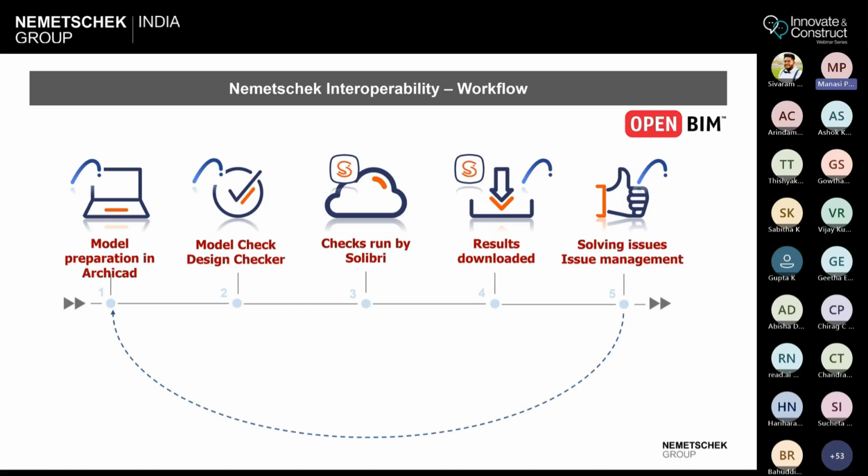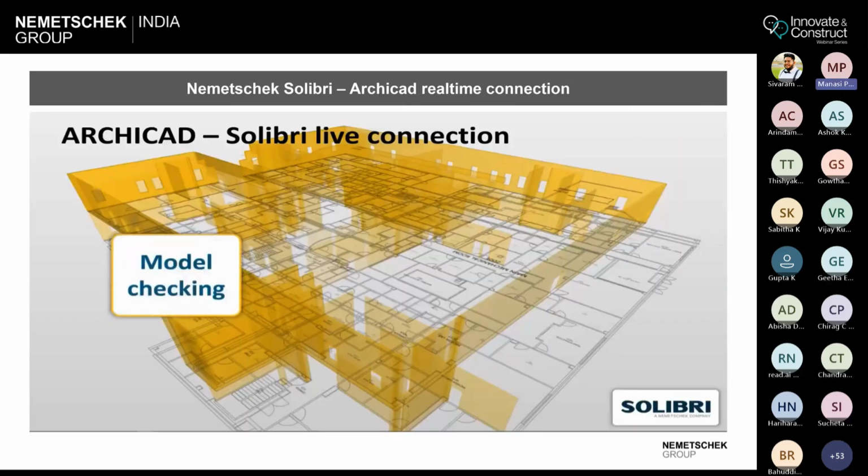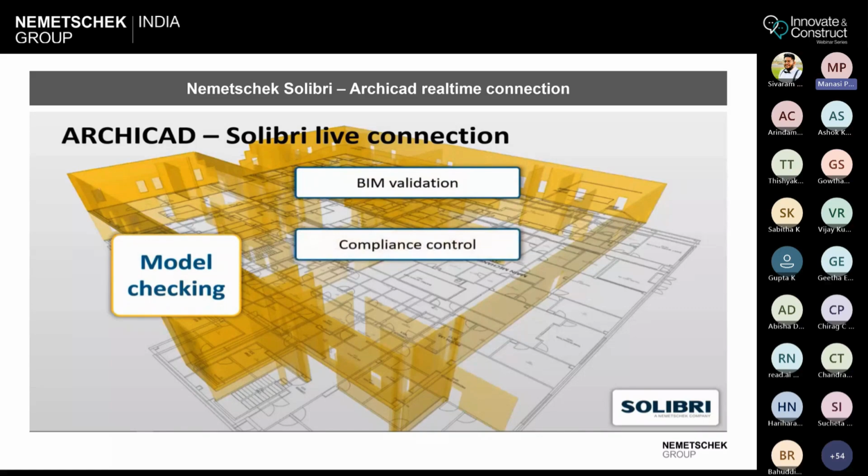So the whole workflow that we just saw quickly was, if there are models prepared in ArchiCAD, there is also a design checker within ArchiCAD. Then the automated checks are happening for design checking, for area considerations, for downloading the results within Solibri. And the whole issue management also is taken care of by Solibri and ArchiCAD. So we'll just see how Solibri is providing out-of-the-box solutions for ArchiCAD, which is again a Nemetschek BIM tool only. So interoperability is completely sorted for a tool like Solibri.